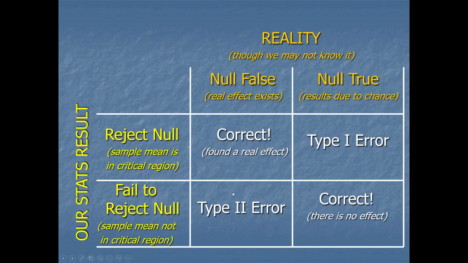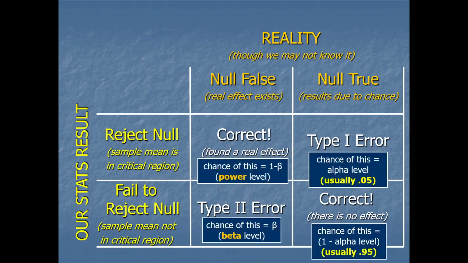And of course, like in the bottom left box, we can get a type 2 error. In that case, the null is false, so there is an effect out there in the world. But our stats test told us that we failed to reject. So we don't think there's an effect, or at least we don't have good enough evidence to conclude that there's an effect, even though there is one out there that we just haven't detected.